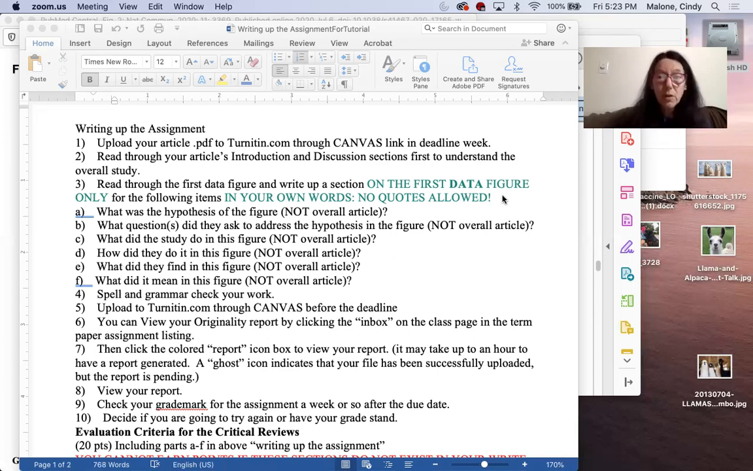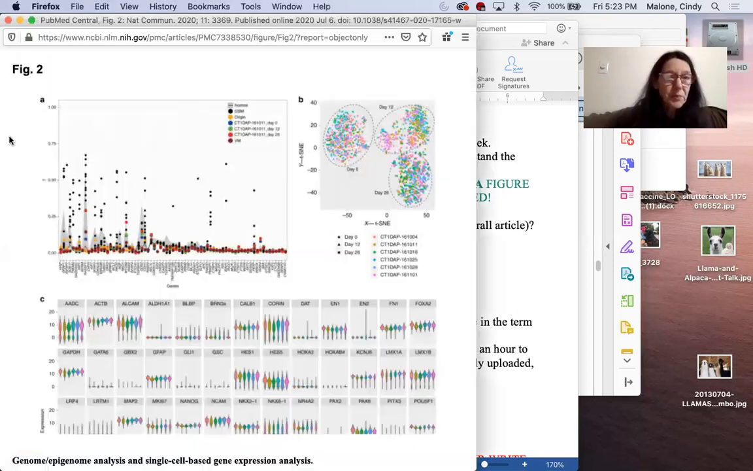For example, I'm going to show you a figure from an article, not one that you guys picked. I just pulled it up as an example. So here you go, here's figure 2. Figure 1 of this paper was just a flow chart of how the study was done, so that's not an experiment.